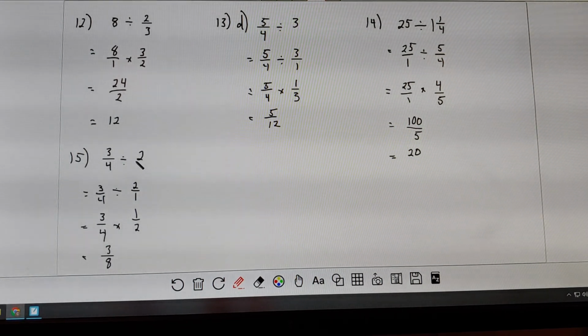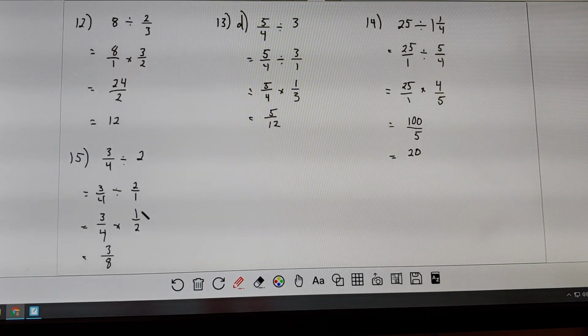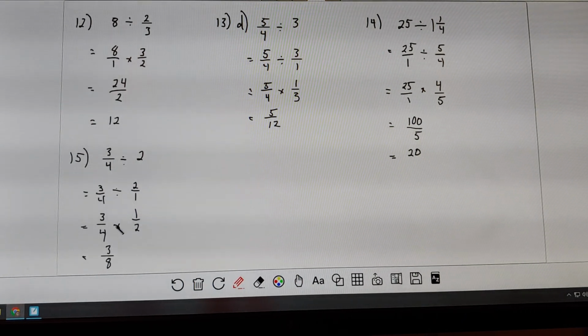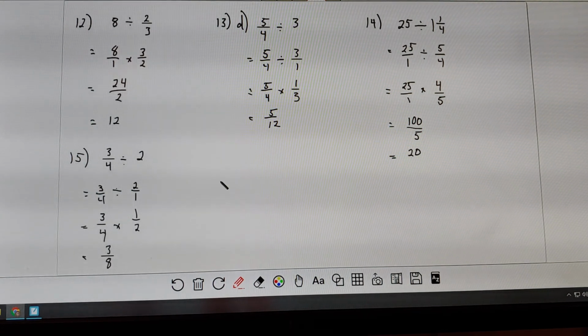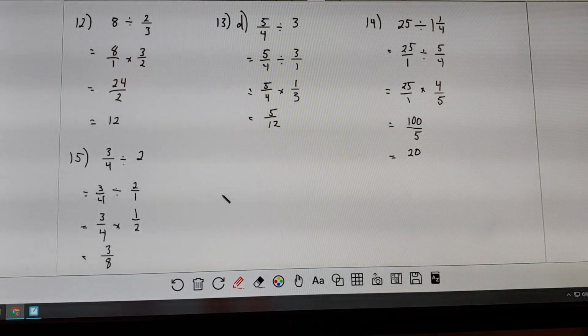So here we go. Divided by 2 becomes divided by 2 over 1. Flip that, multiply it by a half, and then you see a half of 3/4. I'm chopping it in half. 1 times 3 is 3, 2 times 4 is 8, 3/8, even smaller than 3/4. And whatever example you chose is fine, as long as it's a proper fraction divided by a whole number. Okay?